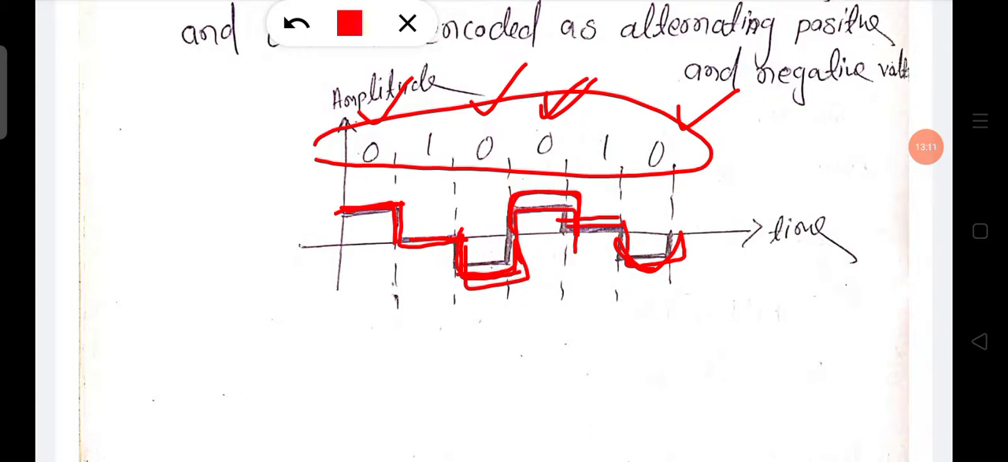In the AMI model, the 1 is alternate. In the Pseudoternary model, the 0 is alternate.